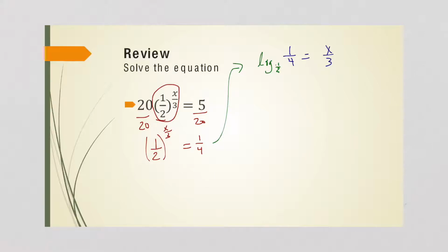From here, I'm going to multiply both sides by 3 to get x by itself. And then I'm going to type this whole thing, 3 log base 1/2 of 1/4 equals x, into my calculator. When I do that, it's going to give me a decimal value. In this case, it actually gave me a whole number value of 6. So x equals 6 is my answer. Remember, when solving exponentials, you will have to change it to a log in order to get x out of the exponent part.